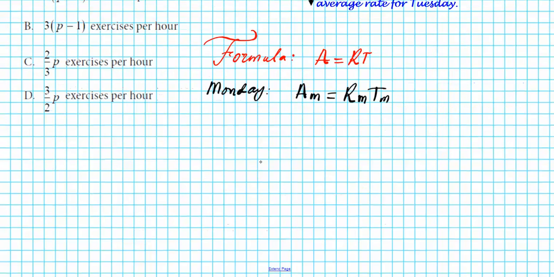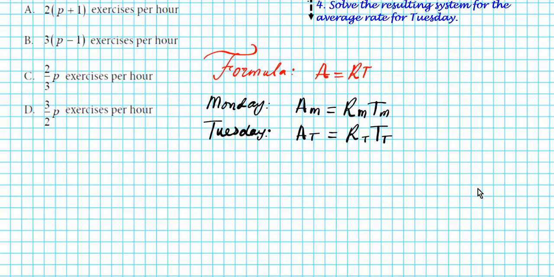All right? Tuesday, the next day, using the same equation, the amount of work she does on Tuesday is equal to the rate at which she works on Tuesday times the time she spent completing the work on Tuesday. Okay, so now we have our two equations down. We now need to start extracting some relevant information from the paragraph, okay?